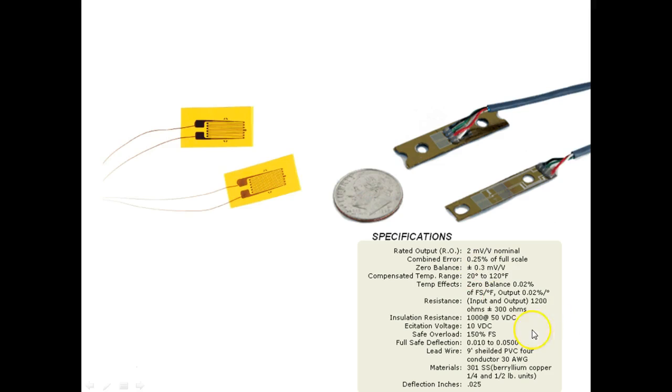So this guy right here, we excite it. We call it the excitation voltage. We excite it on 10 volts, and it puts out what? 2 millivolts per volt. So its maximum output would only be what? 20 millivolts. So if I put this on a 1,000-pound truck scale, that means at 1,000 pounds, it would put out 20 millivolts. So it's a very small voltage we get out of these things.